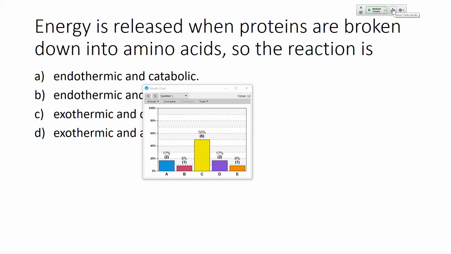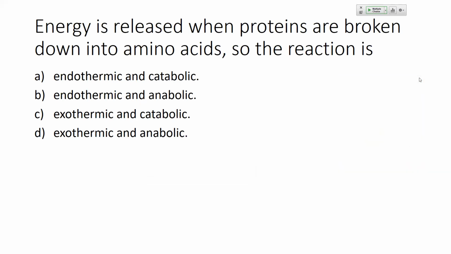Okay, so we got a bit of a split here with the majority saying C. Let's look at the question. Energy is released when proteins are broken down into amino acids. So the reaction is, a lot of persons said exothermic and catabolic, right? What does exothermic mean? Energy is released outward. Energy is released upward, perfectly.